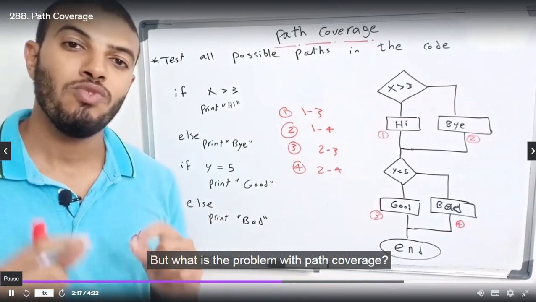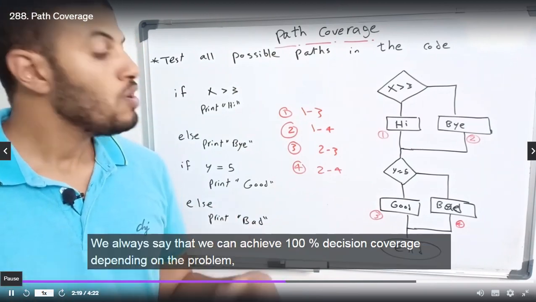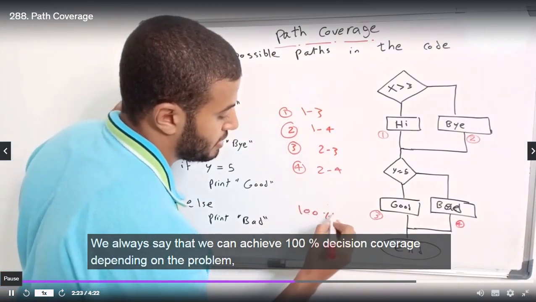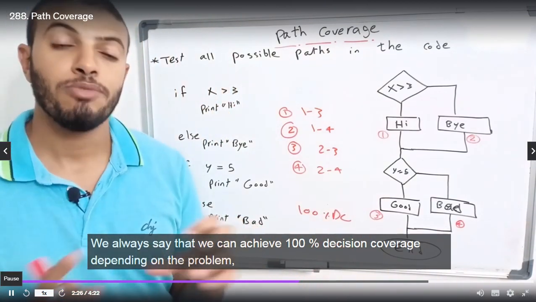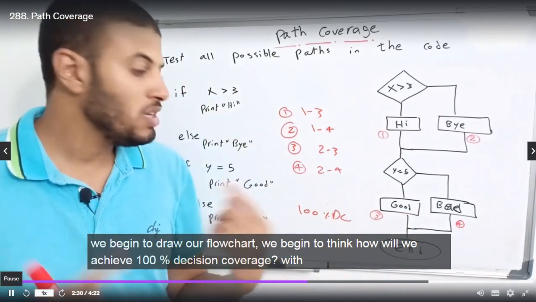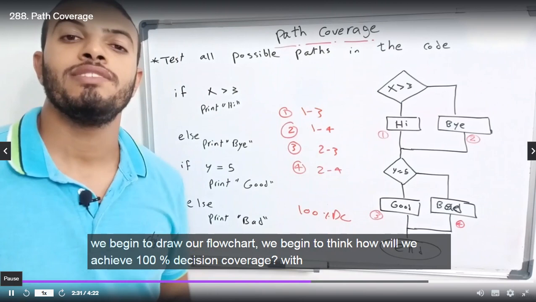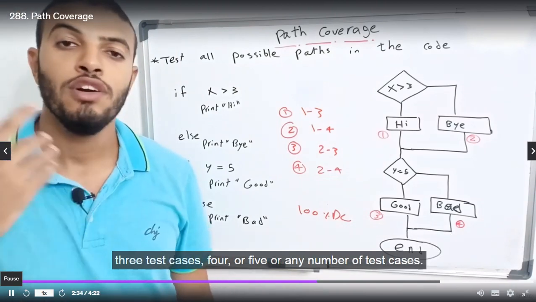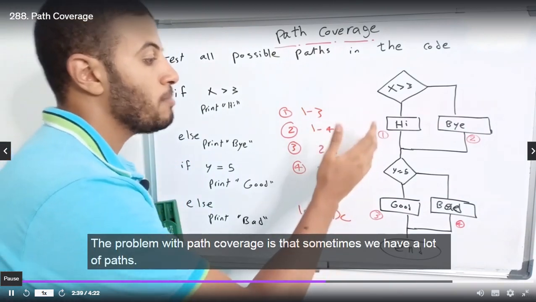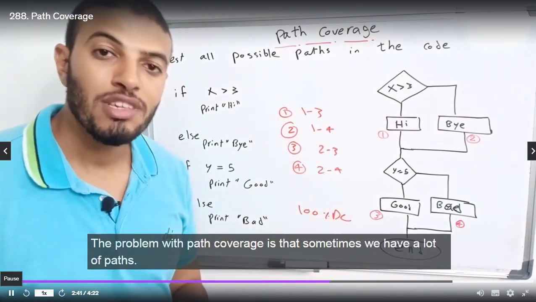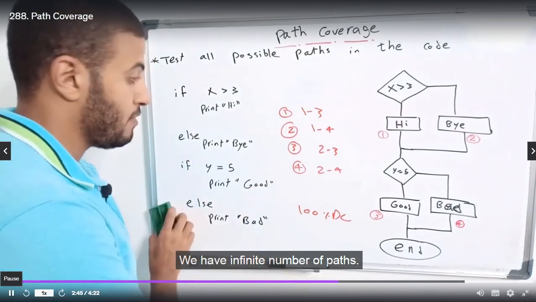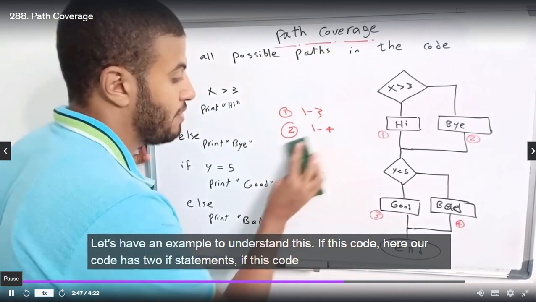But what is the problem with path coverage? We always say that we can achieve 100% decision coverage. Depending on the problem, we begin to draw our flowchart, we begin to think how will we achieve 100% decision coverage with 3 test cases, 4, 5, or any number of test cases, but it is achievable. The problem with path coverage is that sometimes we have a lot of paths. We have an infinite number of paths.